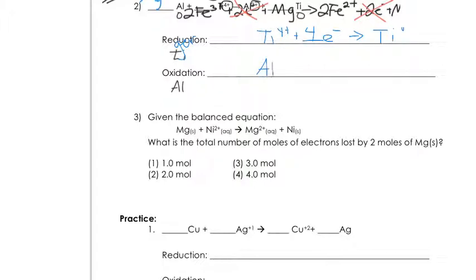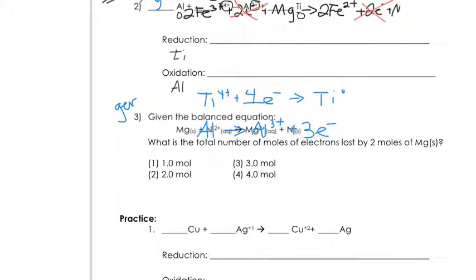My aluminum starts as aluminum 0. It's going to lose electrons: Al 3 plus, 3e minus. Immediately you notice 4 and 3 are not the same. So what we're going to do is multiply the Ti by 3 and the aluminum by 4 so that we will get a total of 12 electrons in both. Greatest common factor, basically, or common multiple, or whatever you want to call it in math class. So then we're going to add them up once we've distributed.